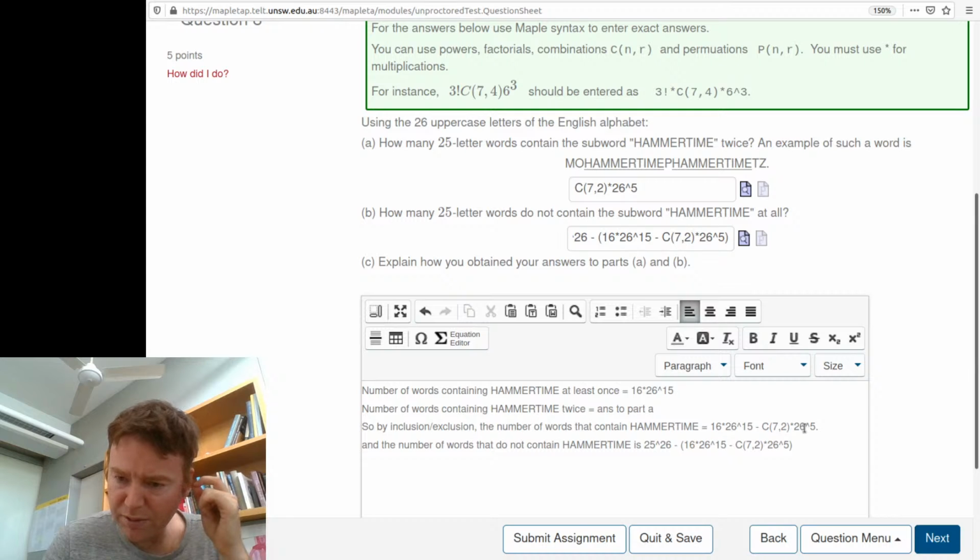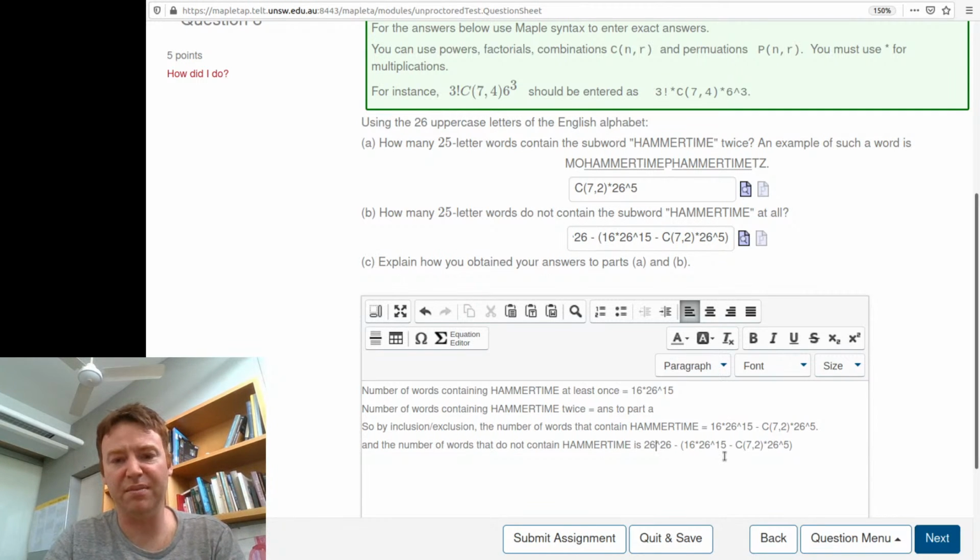Why is it 20? Oh. Yeah, that's the problem there. It's 26 to the power 25. There you go. Damn dyslexia. 26 to the power 25, because there's 26 letters. Yeah, okay.